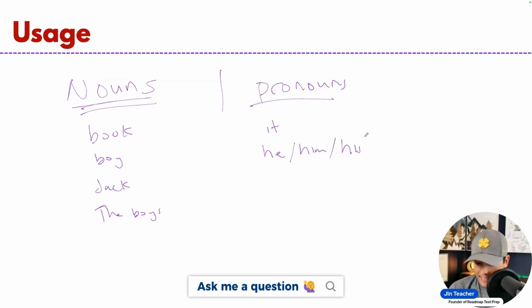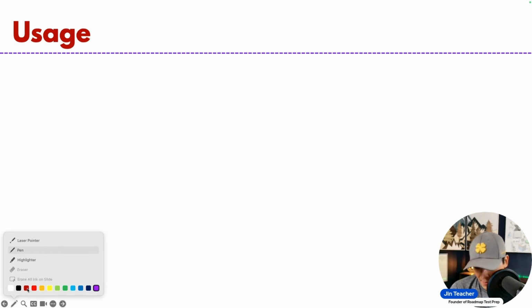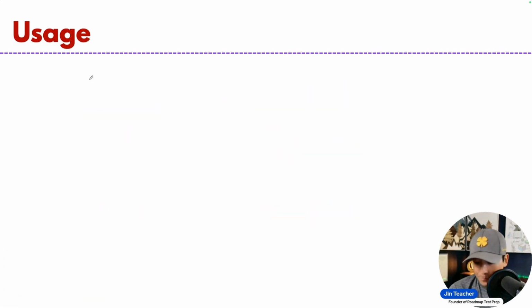Yeah. And Jack could be, again, he. And then the boys could be like they or them. Okay, so the point here is, you guys, the apostrophes are going to be used with these two types of words, right? With nouns and with pronouns. Now, this is what you have to know. This is extremely important, so pay very close attention to what I'm about to tell you guys.